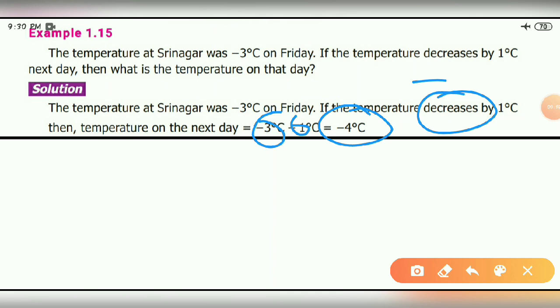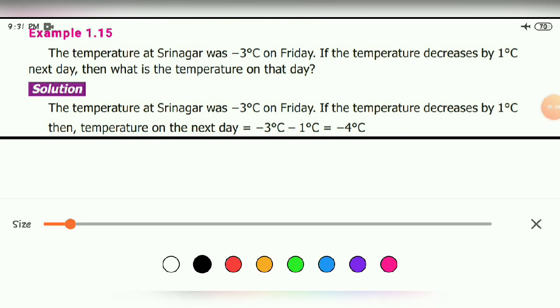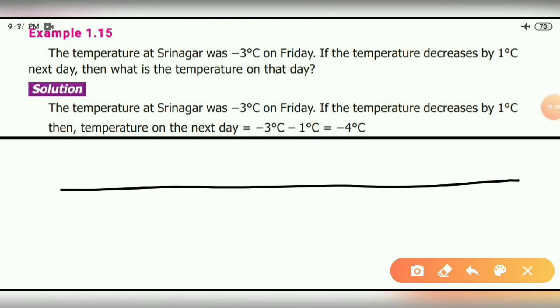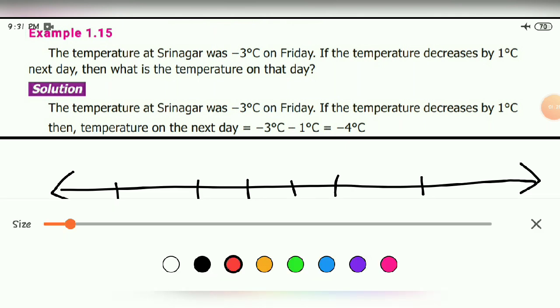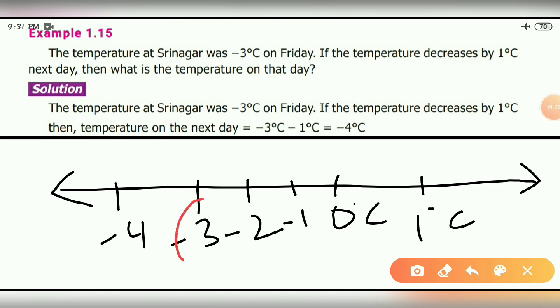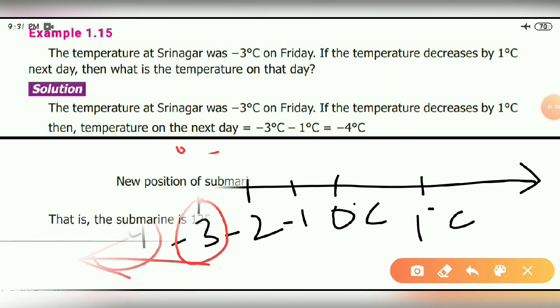Just listen to the sum using a number line, it will become very easy. First, you draw one line. It is 0 degrees Celsius, 1 degree Celsius, minus 1, minus 2, minus 3, minus 4. On Friday, the temperature is minus 3 degrees Celsius. The next day, 1 degree Celsius decreased means it goes to the left side. So the next day, the temperature is minus 4 degrees Celsius. Do you understand? Okay, students.